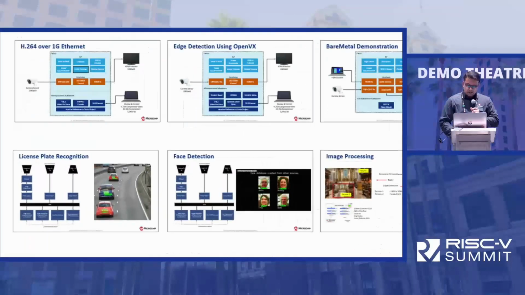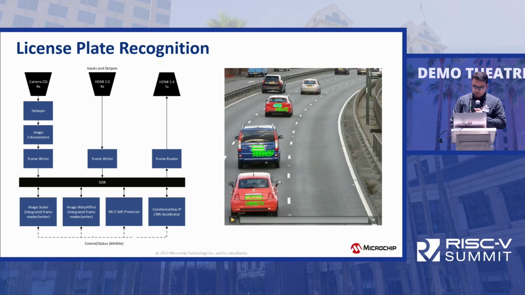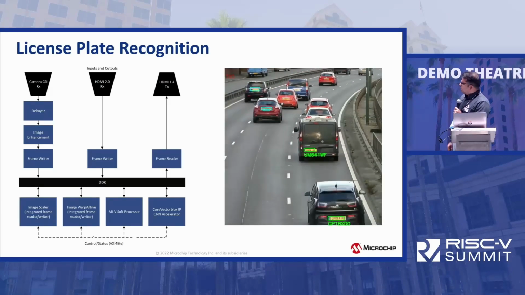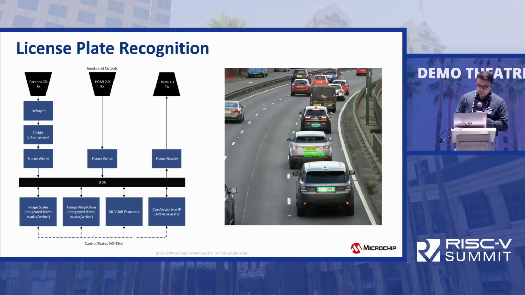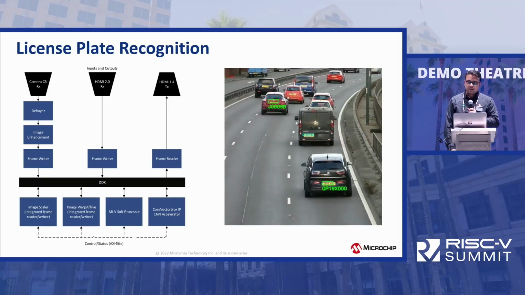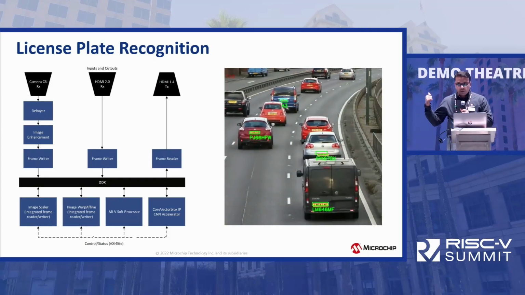We also have a similar solution, essentially enabled by the same vector blocks IP. This is a license plate detection, a license plate recognition demo. A similar flow, as I said before with the face detection, but the functionality is quite different. This is a demo available with us as well.